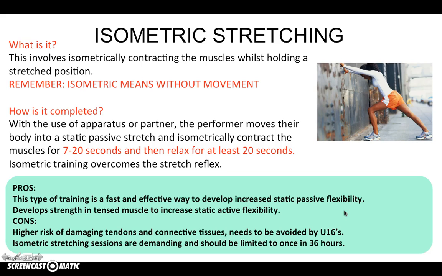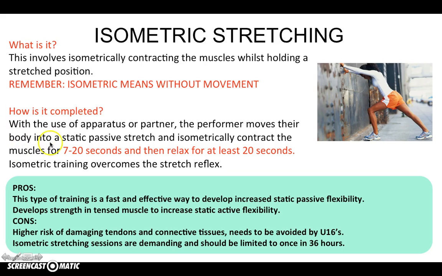Okay, so the next type of stretching we've got is isometric stretching. This involves isometrically contracting the muscle whilst holding a stretched position. So remember, isometric means without movement. You've got a picture here, a woman stretching her calf, actually isometrically contracting her calf there. So there is a contraction taking place, i.e. with no movement. What you actually do is, with the use of apparatus or a partner, the performer moves their body into a static passive stretch and isometrically contracts the muscle for 7 to 20 seconds and then relaxes for at least 20 seconds, then you repeat it.